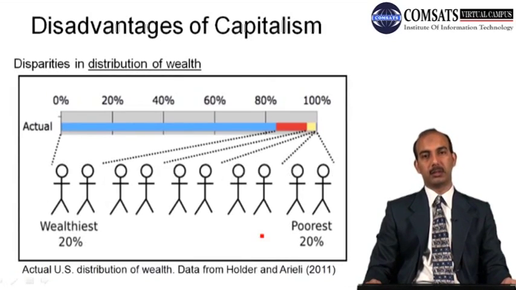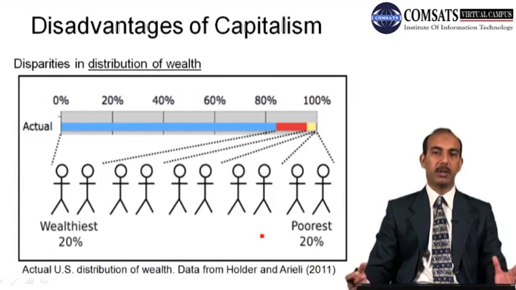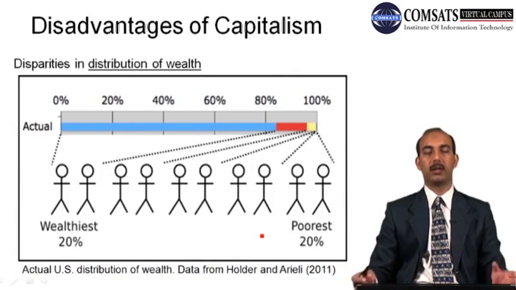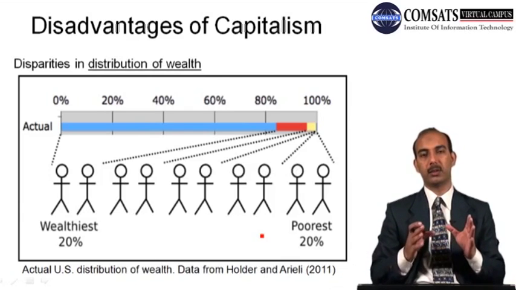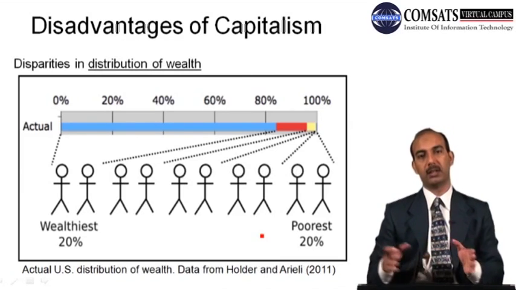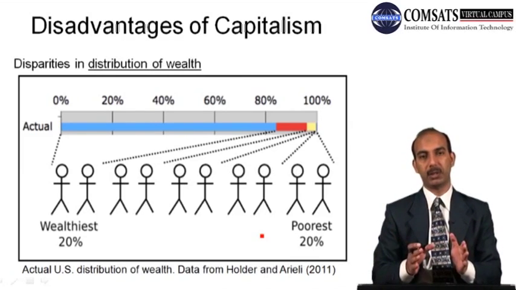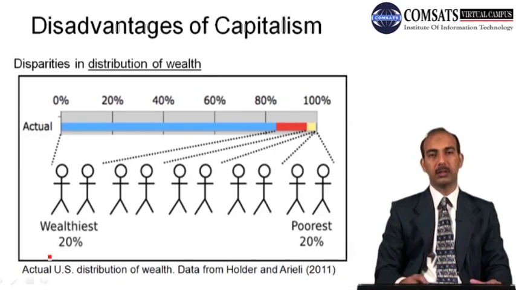And now disadvantages. So first of all, the main disadvantage is that it has created classes. It has created two classes, which is the people with wealth and the poor. And there is a middle class as well. And there are so many classes. So we can see in this figure, there are some disparities in distribution of wealth.